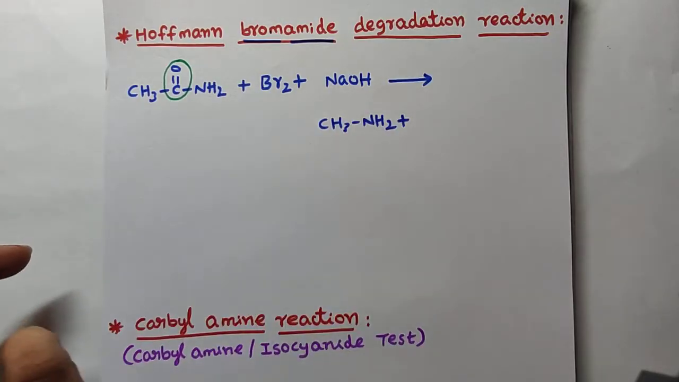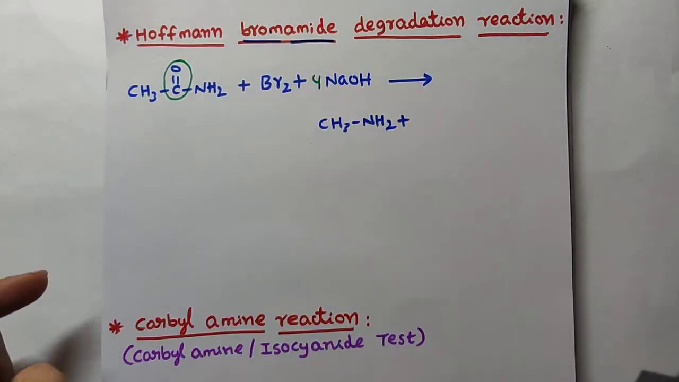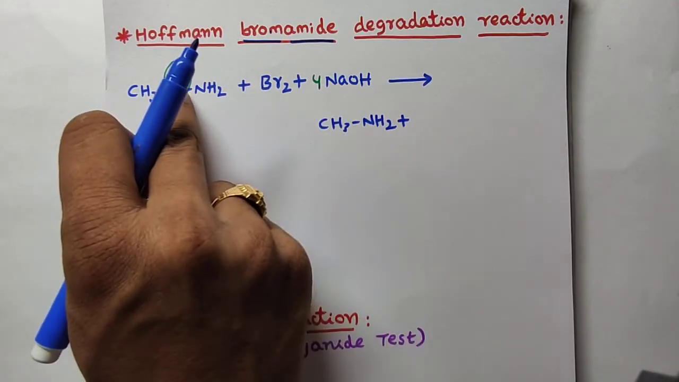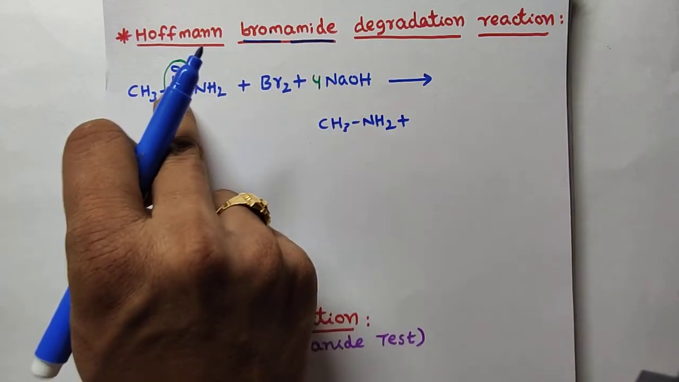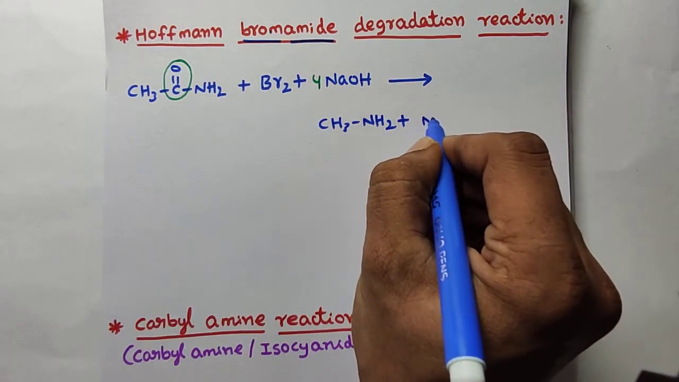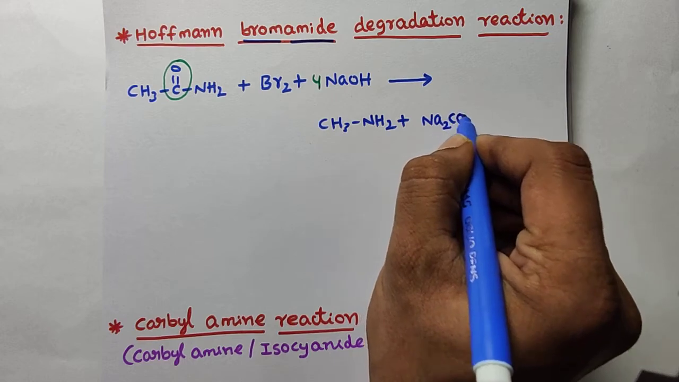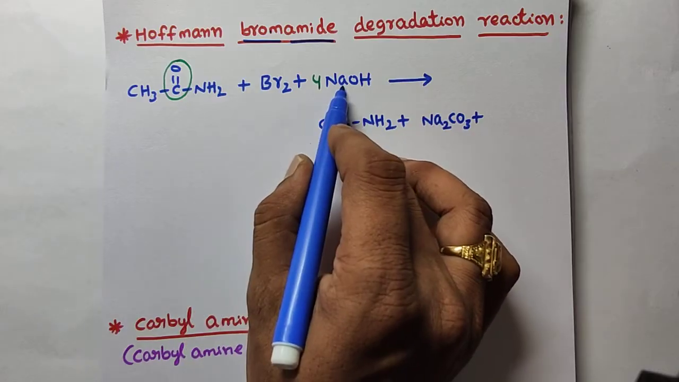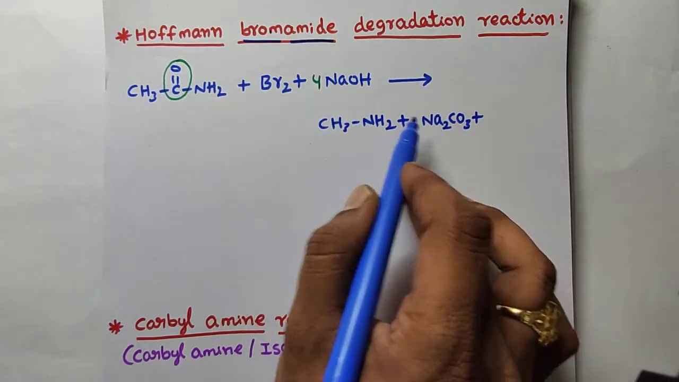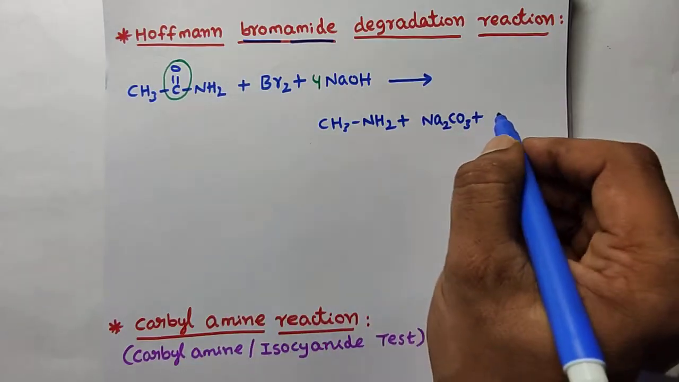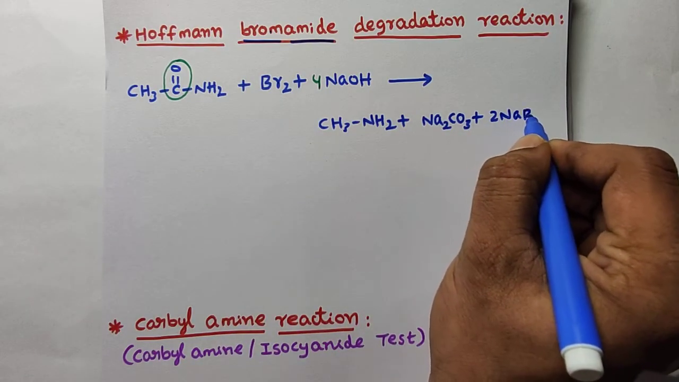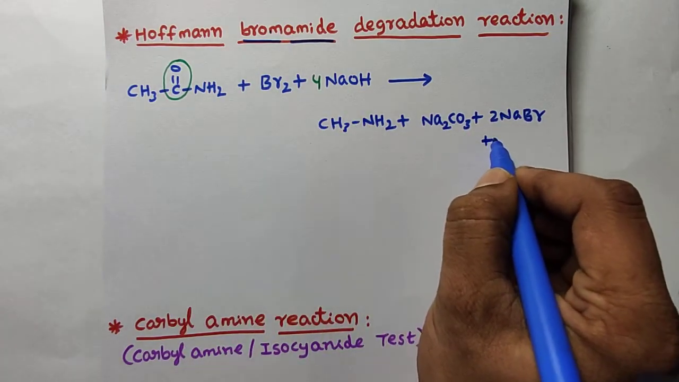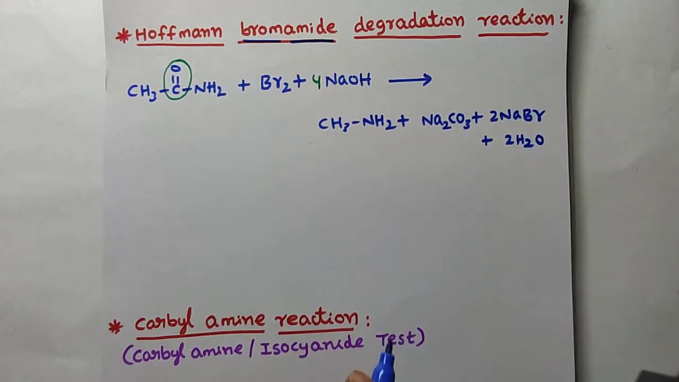Remember, here you take 4 moles of sodium. 2 sodiums and CO combine. What is the product of Na and CO? Na2CO3. Plus, from here bromine, and from here 2 sodiums, so 2 sodiums are completed. Remaining 2 sodiums and 2 bromines give 2 NaBr. The remaining hydrogens and oxygens combine to produce 2 moles of water.